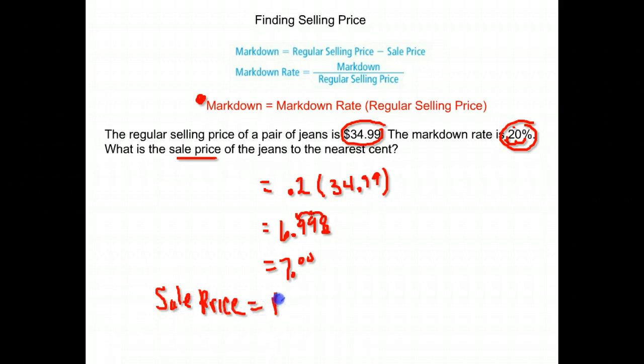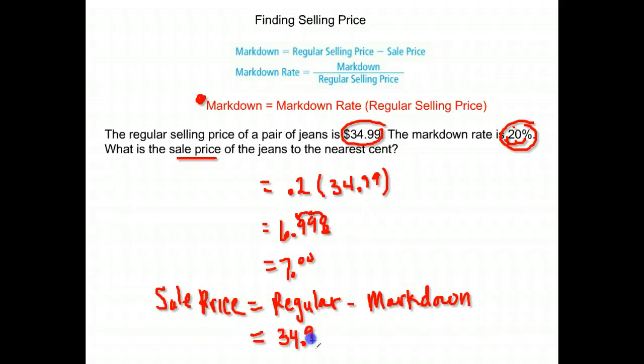Okay, so to find the sale price, we know that has to be the regular price minus the markdown. That makes sense, right? How much you get to pay for it is the normal price of $34.99 minus the price they took off, minus that $7. And when I do that, I get $27.99.